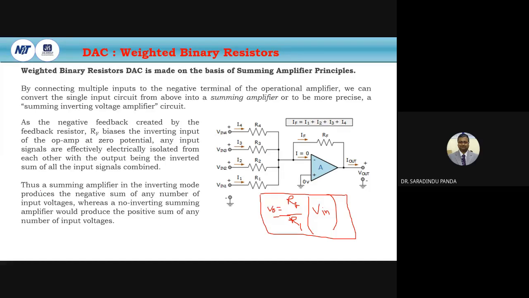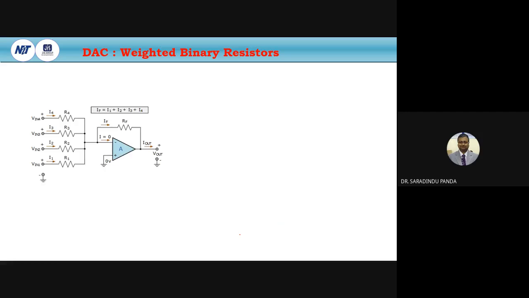Now the summing amplifier in the inverting mode produces the negative sum of any number of input voltages, whereas a non-inverting summing amplifier would produce the positive sum of the input voltages, as we know from basic electronics: for the inverting amplifier the output is negative, and for the non-inverting the output is positive.